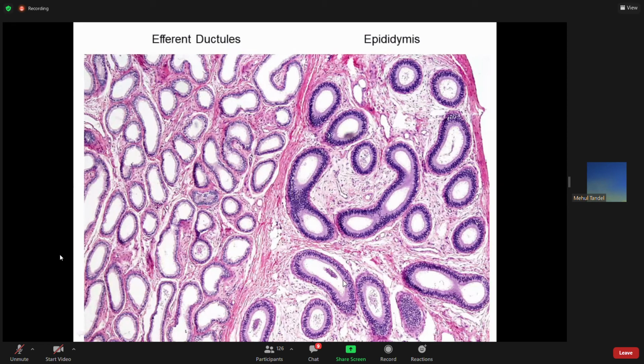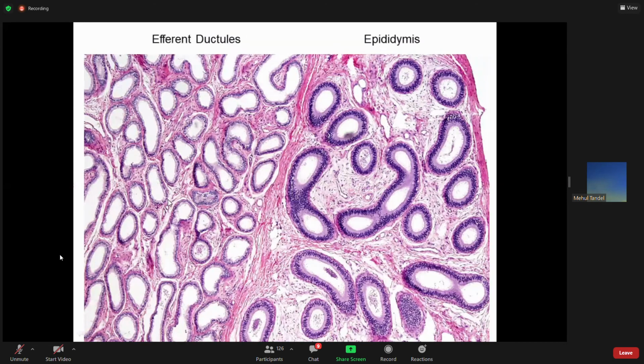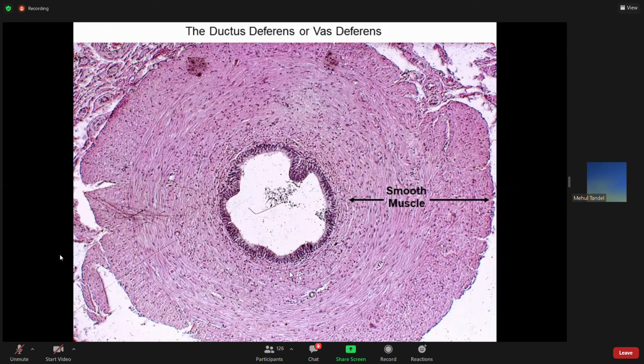You can see the various sections of the canal of epididymis. Sorry, these are both efferent ductules. This is in the mediastinum testis, and this is in the head of epididymis. So you can see the same thing. This is a ductus deferens, pseudostratified epithelium, and a very thick muscle layer: inner longitudinal, outer longitudinal, and middle circular. This is the actual picture of vas deferens.